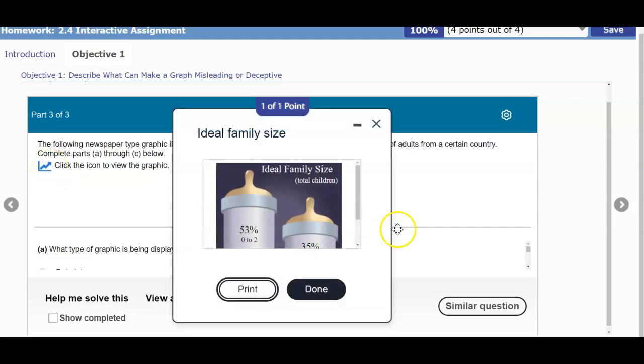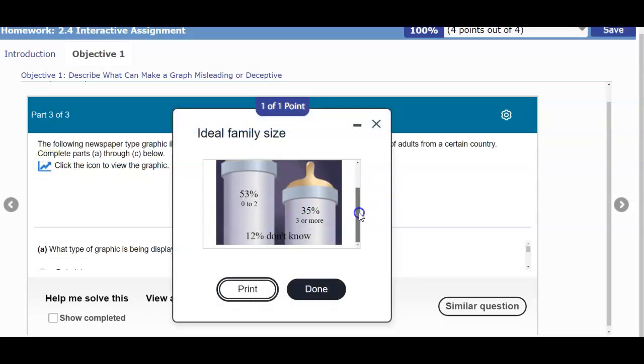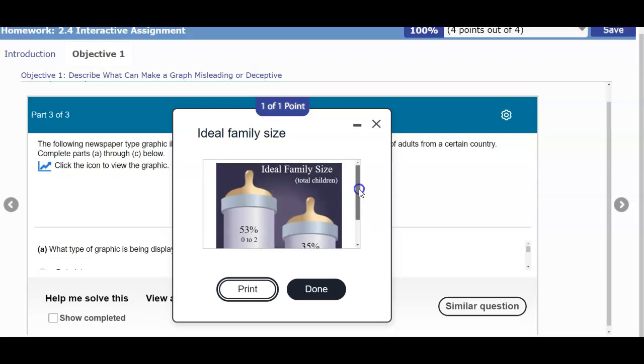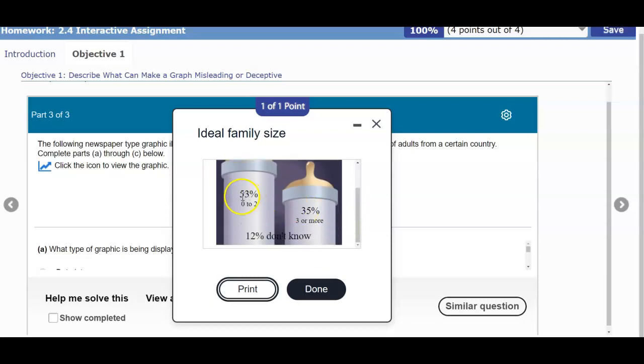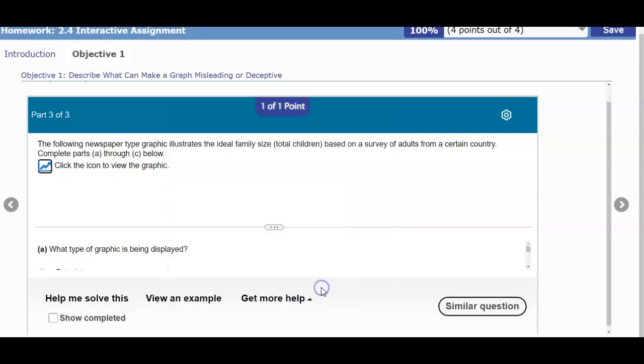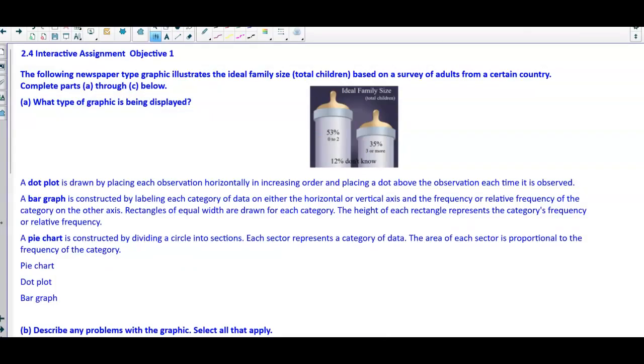So I'm going to click on the view the graphic here. So here's the graphic. It says ideal family size. 53% 0 to 2, 35% 3 or more, 12% don't know. Okay, so the first question is what type of graphic is being displayed? So again, here's our graphic. Now let's go over the choices that they give us. It's either a pie chart, dot plot, or bar graph.